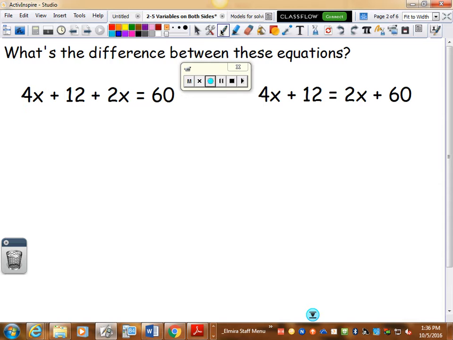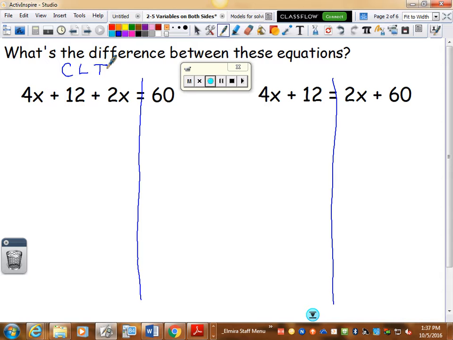Well, gosh, Mrs. Andrews, they look pretty much the same. Well, can you spot the difference? The difference is where the equal sign is, and not only that, but what that means about where variables are. So this first problem, I'll abbreviate it, combine like terms. This is exactly what we did yesterday. The second problem is what we're doing today, variables on both sides.